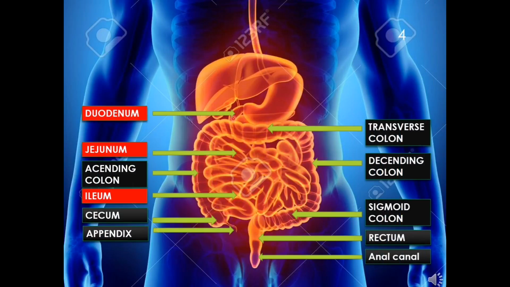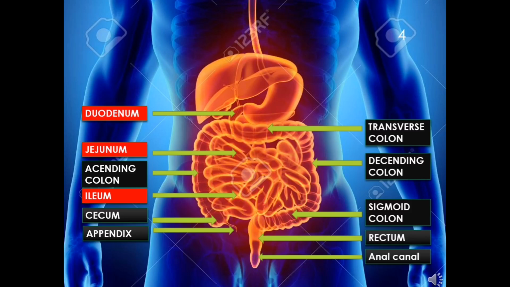This is duodenum, jejunum, and the lower one is ileum. Altogether, we can call it the small intestine. From this, the cecum, appendix, ascending colon, transverse colon, descending colon, sigmoid colon, rectum, and anal canal, these all are large intestinal parts. And also there are other abdominal organs like liver, gallbladder, stomach, esophagus.